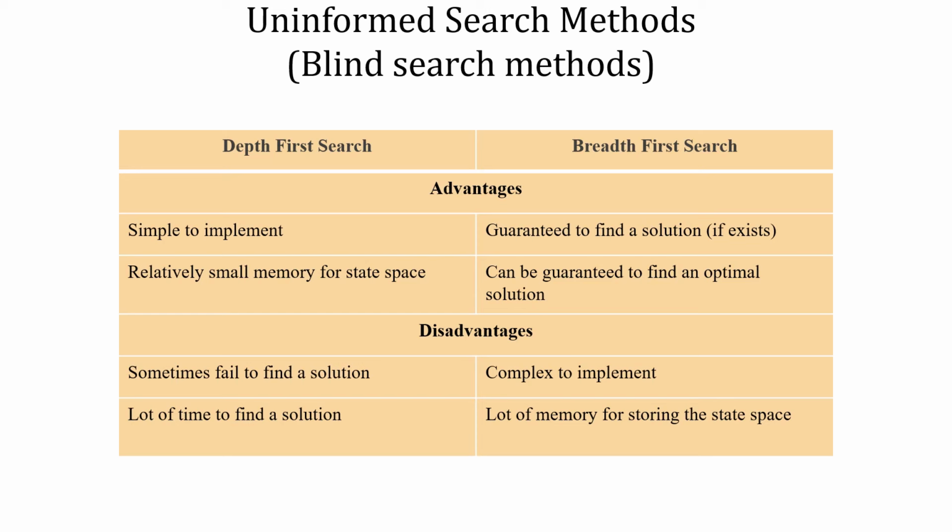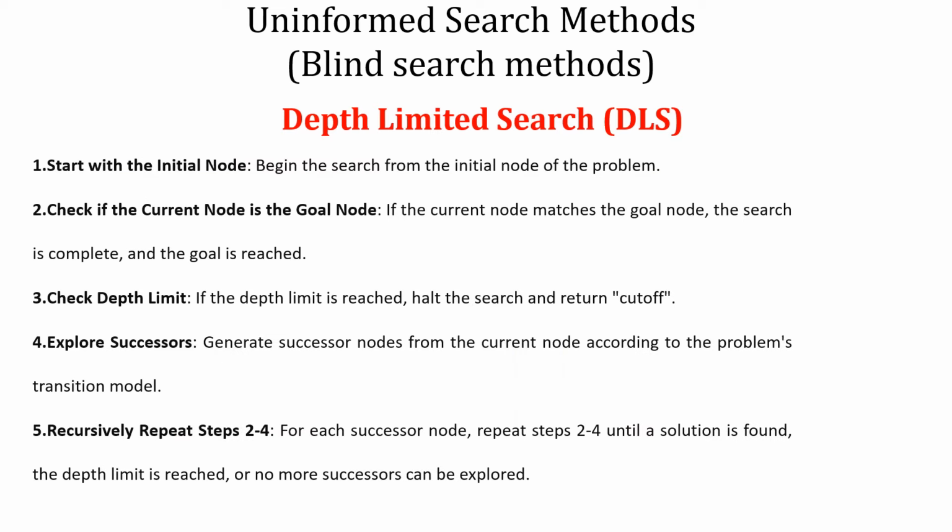The advantages of DFS include that, as far as the implementation part, it's so simple. It needs only small memory for the state space. And coming to the breadth-first search, the advantages include that it's guaranteed to find a solution and it will be optimal as well. Looking at the disadvantages, DFS sometimes fails to find a solution. Also, it takes a lot of time to find a solution. The disadvantages of BFS include that it's complex to implement and it needs a lot of memory for storing the state space.